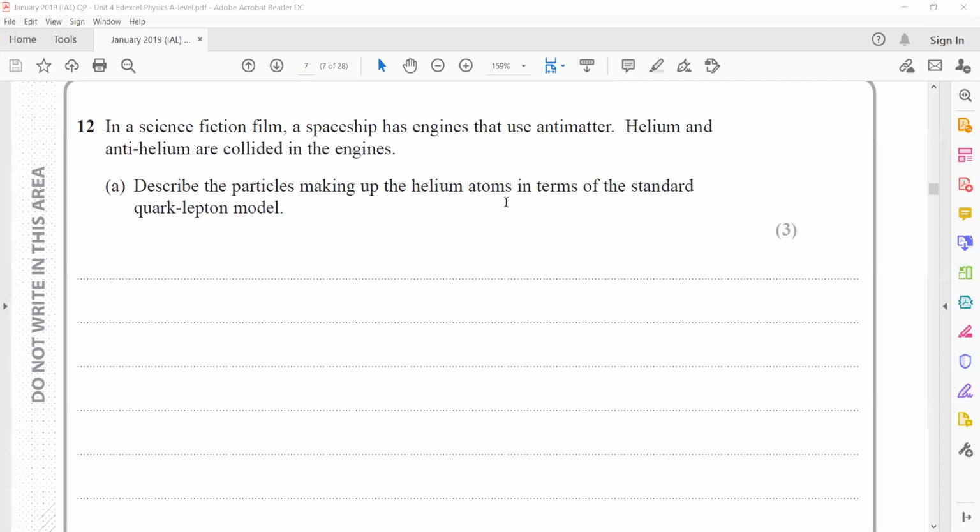In a science fiction film, a spaceship has an engine that uses antimatter. A helium and antihelium collide in the engine. Describe the particles making up the helium atom in terms of the standard quark and lepton model. So in terms of the standard quark and lepton model, what are the particles present in helium? As we know, helium contains 2 protons, 2 neutrons, and 2 electrons.